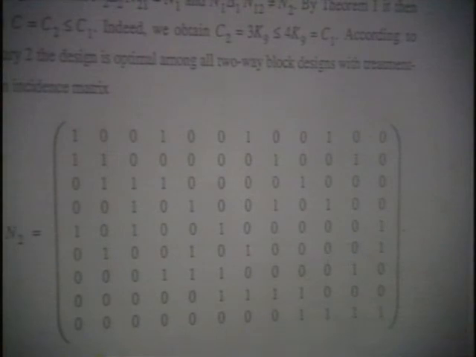This denotes blanks here. Because this design had the adjusted orthogonality property, this design satisfies the property which we need, and the conclusion is that according to Corollary 2, the design here is optimal in this strong sense among all two-way block designs which have the following treatment-column incidence matrix.